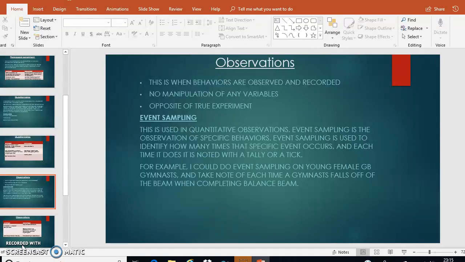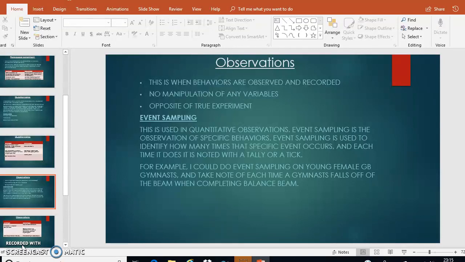And in quantitative observations, something called event sampling is used. This is the observation of specific behaviours, so it's used to identify how many times a specific event occurs, and each time it does, it's noted with, for example, a tally or a tick.